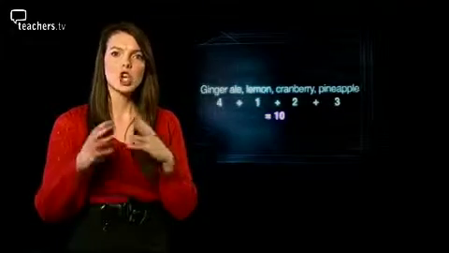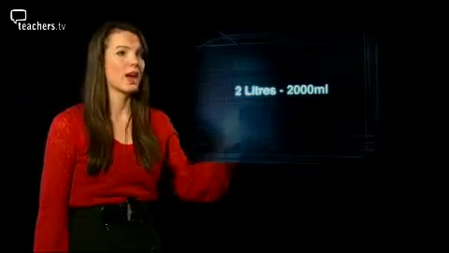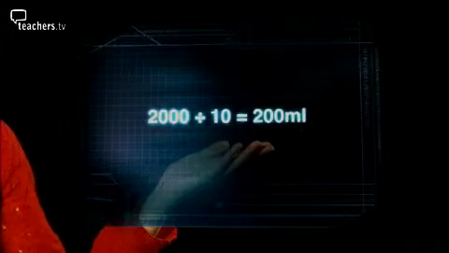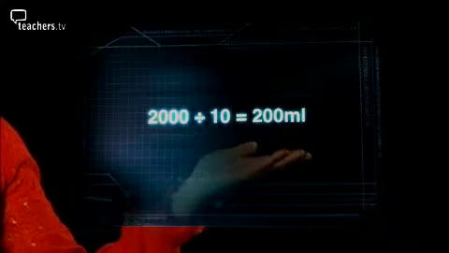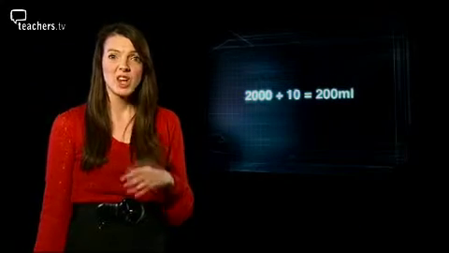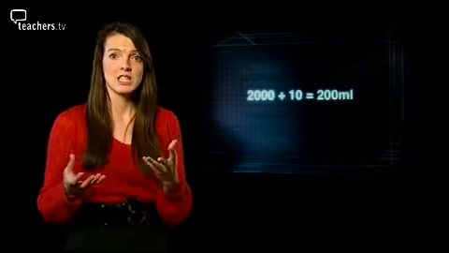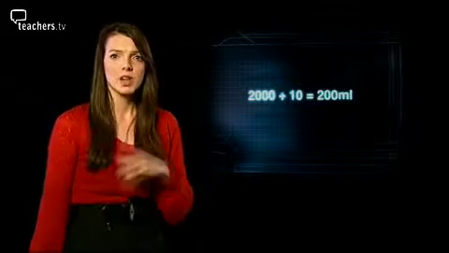Now I want to make 2 litres of pink punch. So that is 2,000 millilitres. Now to find how big a part is, what I've got to do is split 2,000 millilitres into 10 parts. So 2,000 divided by 10 gives us 200 millilitres. So what I need to do now is just multiply 200 millilitres by all of the parts of the different ingredients. So let's have a look.